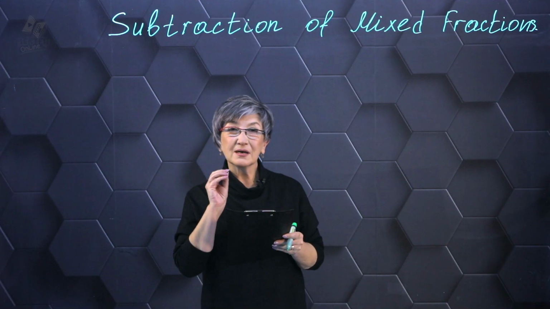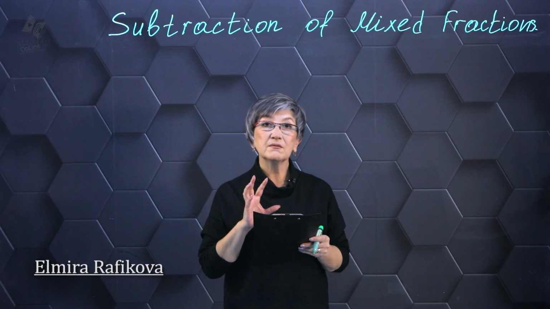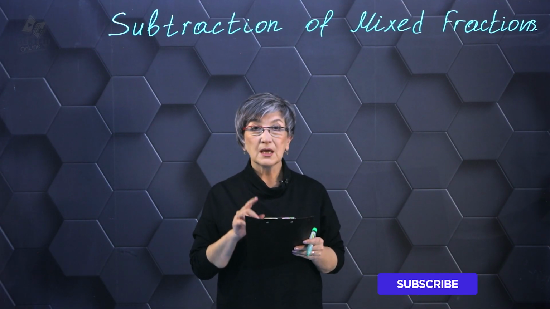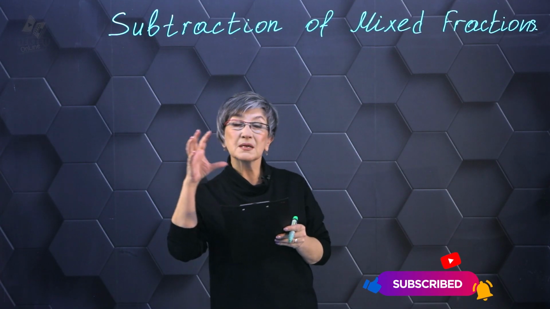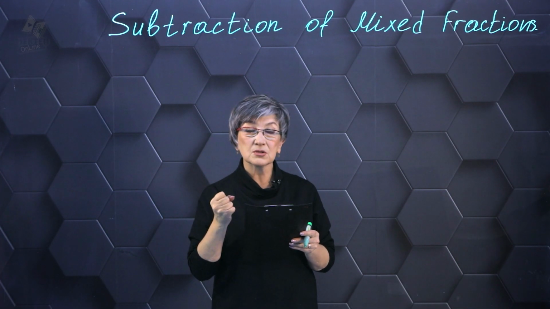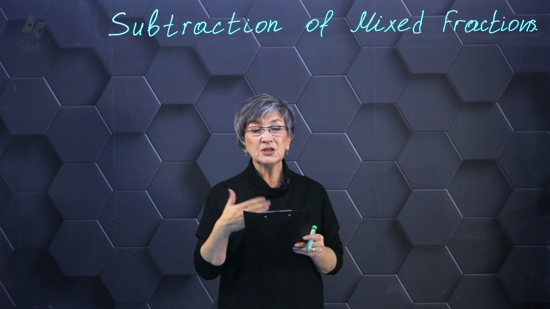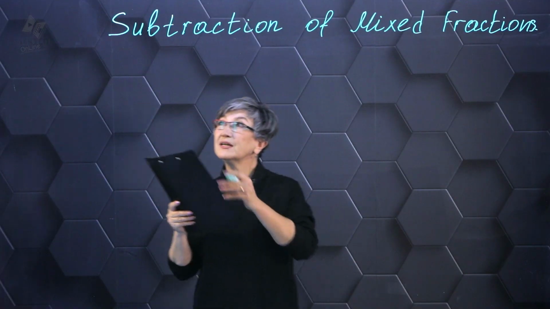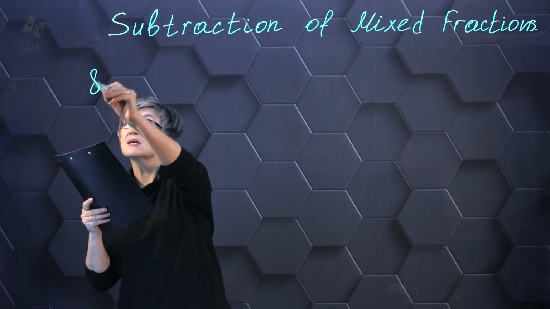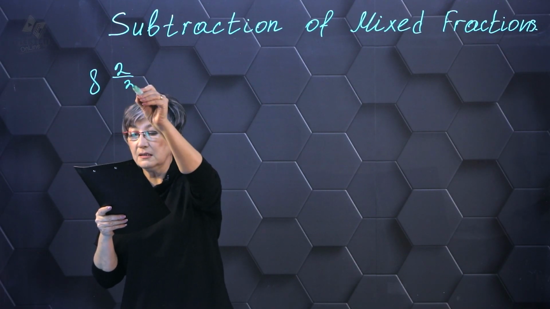Hello guys, today we're going to go over some more mixed number subtraction examples. I picked these unusual examples again, where we will take away one whole unit, so that you can learn how to solve them. Our example looks like this: 8 and 2 thirds minus 3 and 4 fifths.